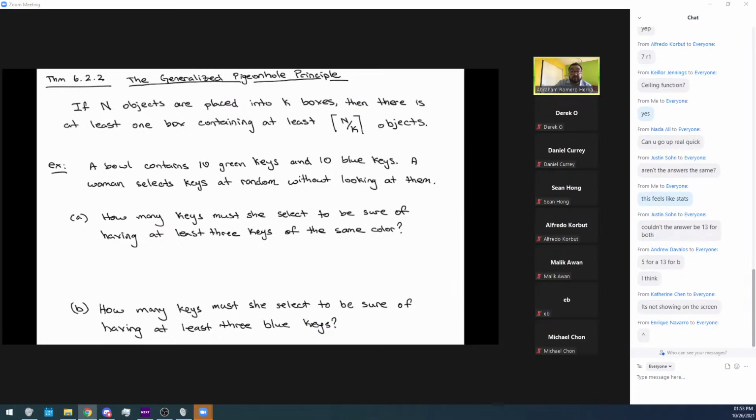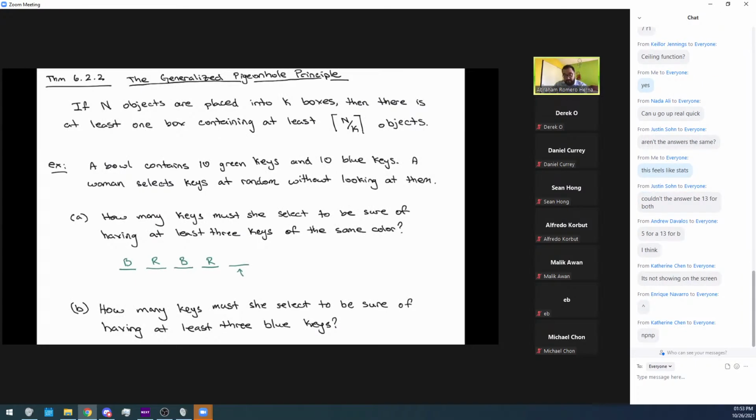So the 5th one could either be blue or red, but realistically, it doesn't really matter. Why doesn't it really matter? Because if it's red, then we have 3 keys that are at least of the same color. If it's blue, then we have 3 keys that are of the same color. So in the end, it doesn't matter. So it should be 5 keys.